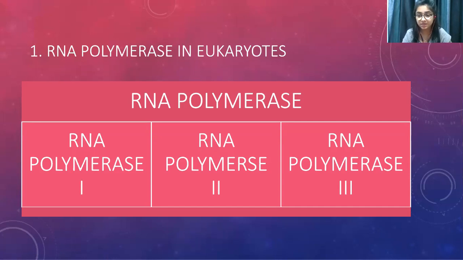In eukaryotes, three kinds of RNA polymerases are usually seen, which are RNA polymerase 1, RNA polymerase 2, and RNA polymerase 3. All of these different RNA polymerases have different roles.